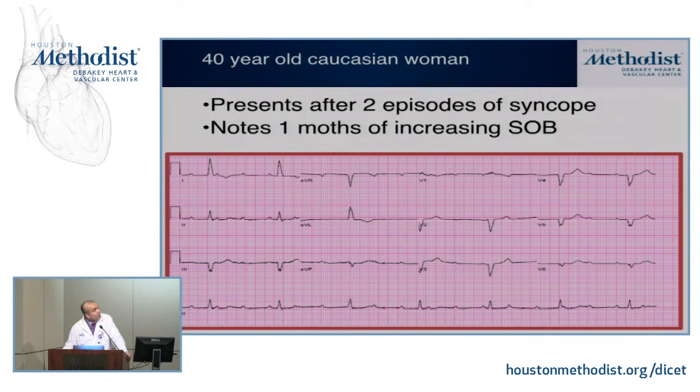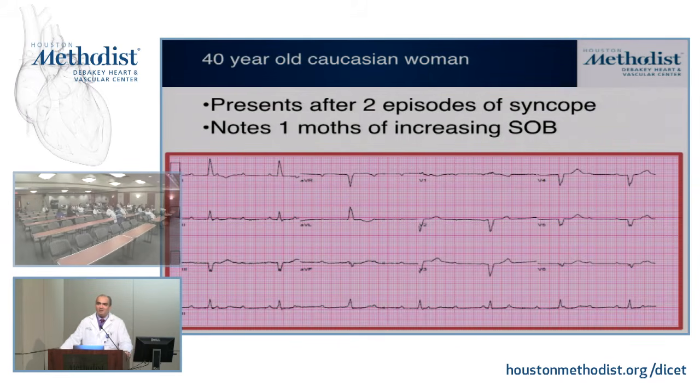Here's another case. A 40-year-old presents with 2 episodes of syncope at home and also notices increasing shortness of breath for the past month. Any EKG readers out here? Who's a first-year fellow? You guys must be, tell me what this EKG shows.